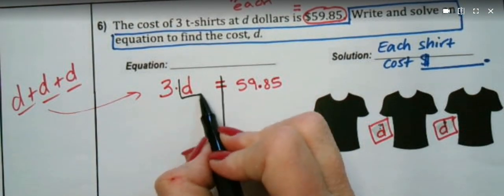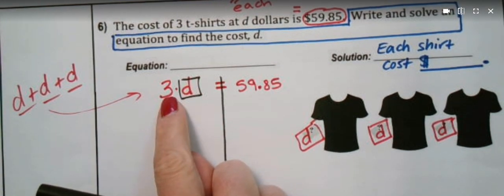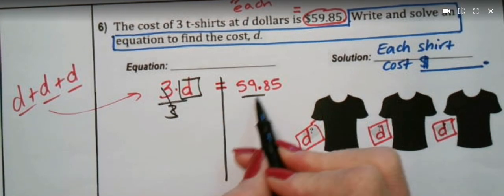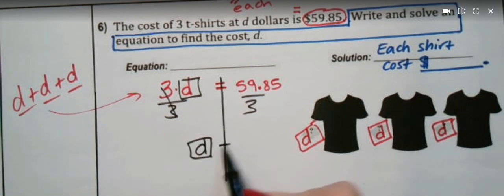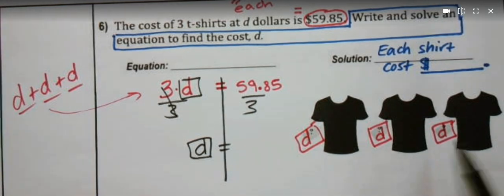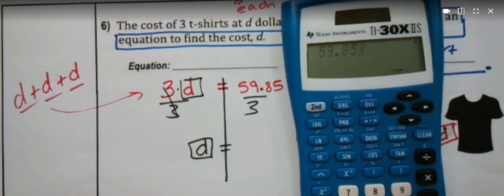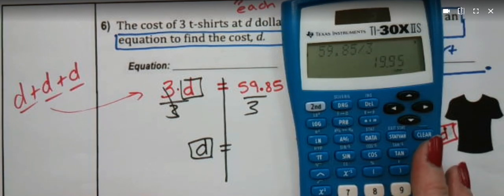All right, so this is multiplied. We want to get D by itself, so look what's been done to the variable. It's times 3, so we undo it by dividing. We're going to divide. Well, it makes sense here that we're going to take our total amount of money and divide it by the 3 t-shirts. Calculator is going to be really helpful for this. So 59.85 divided by 3, $19.95 a piece.